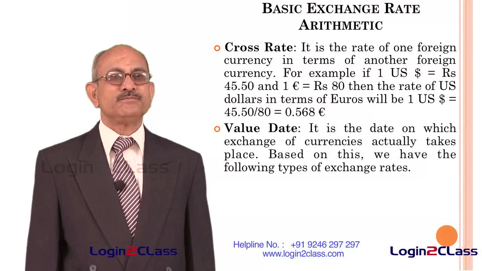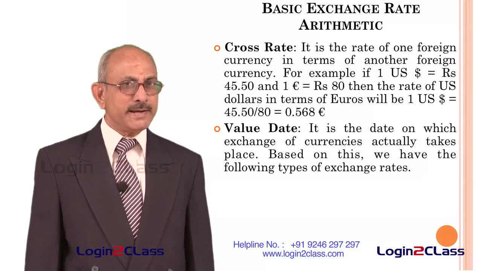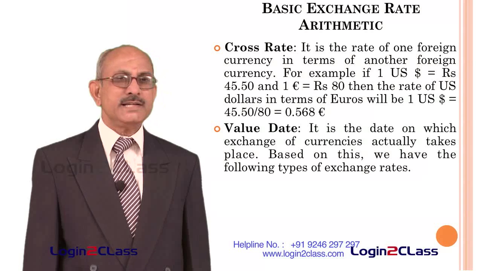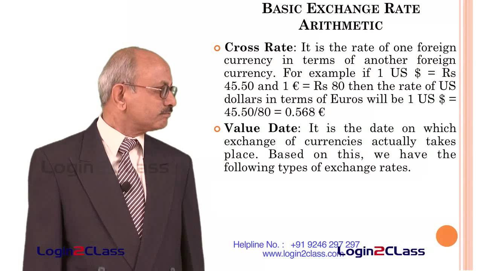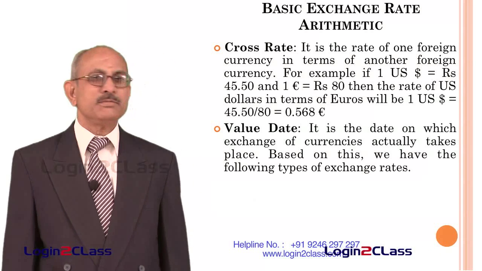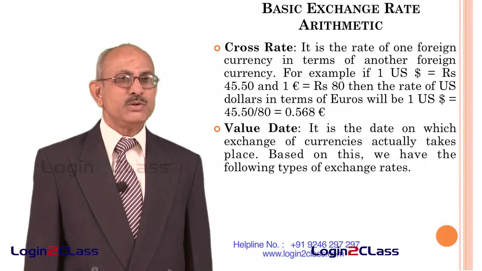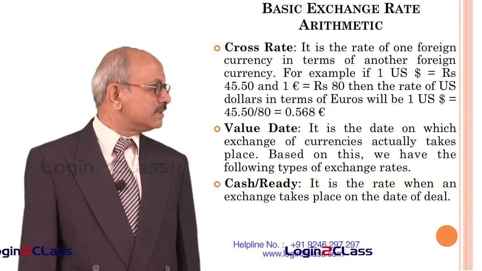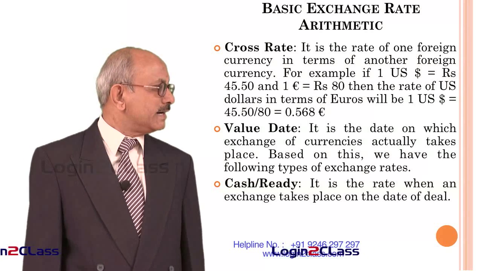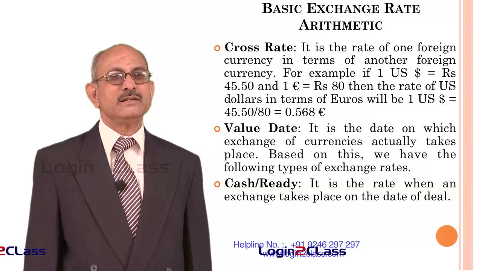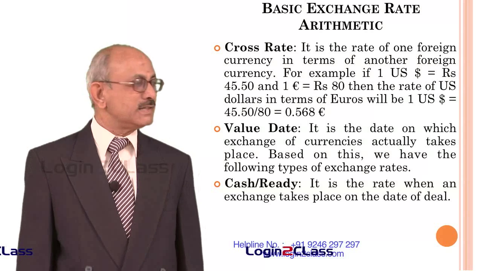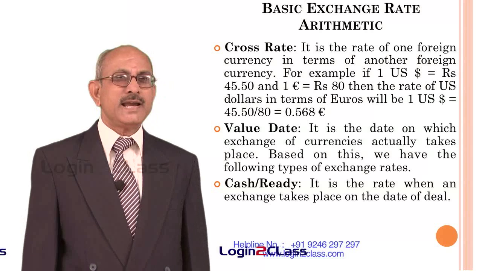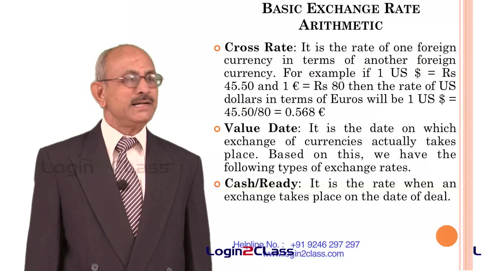And value date is a term normally used in banking, even for internal transactions. So value date is the date on which exchange of currencies actually takes place. Based on this, we have the following types of exchange rates, because the value date is important there. So we have two kinds of rates there. One is called the cash or ready. It is the rate when an exchange takes place on the date of deal. So if there is a sale or purchase of currency, if the actual exchange takes place on the same day, it is called a cash ready deal. That means immediately it takes place.